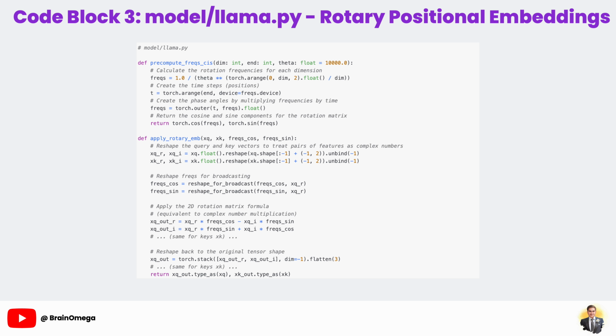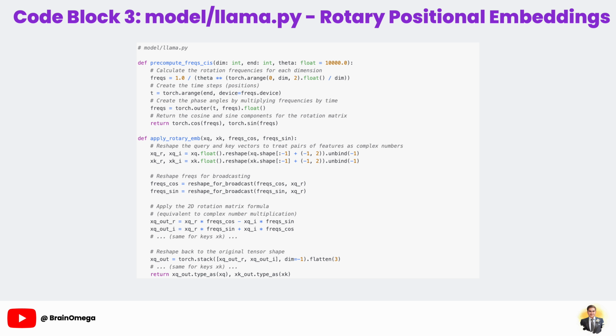The precompute_freqs_cis function does exactly what its name says. It pre-calculates the cosine and sine components of all the rotation angles we will ever need, up to our max sequence length. It first calculates a set of base frequencies that are different for each dimension of our vectors. Then, it uses torch.outer to create a matrix where each row corresponds to a position in the sequence and each column corresponds to a feature dimension, containing the precise angle for that position-dimension pair.